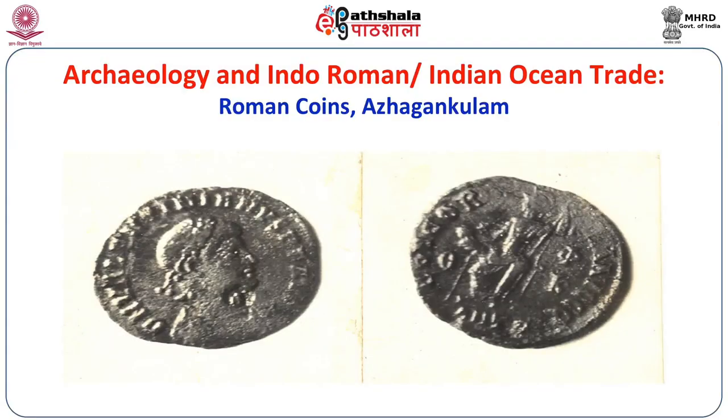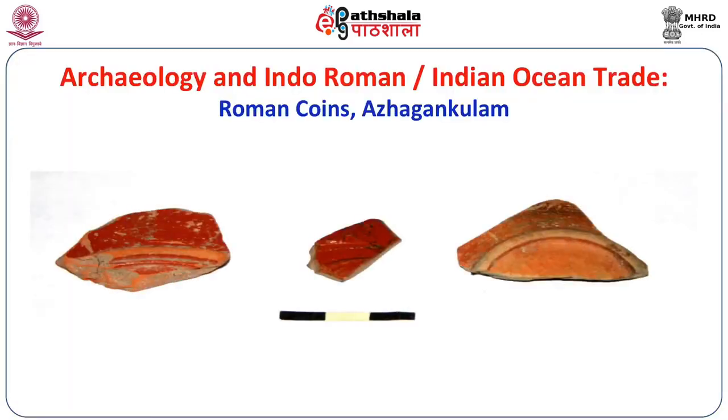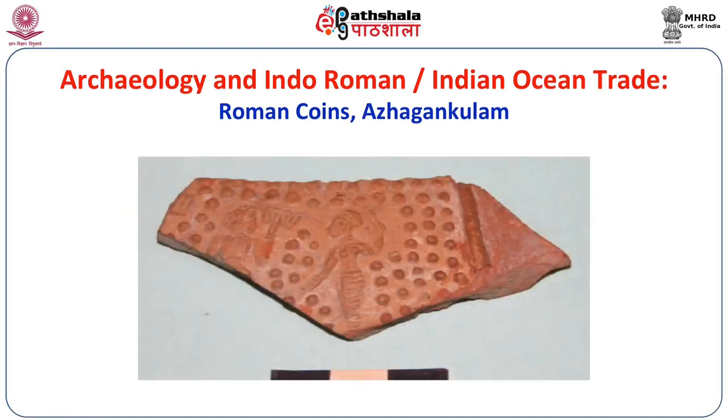What you have here are Roman coins found in an archaeological site at Arahankulam. So they also can tell a lot of story. What you get here is a terra sigillata pottery also associated with early trade activities. These potteries were produced in the Roman Empire region. Here you have another interesting pottery showing some images. We do not know what its source is, but it is very interesting. You find these kinds of small pieces of pottery, by analyzing them scientifically, we can establish the connectivity.